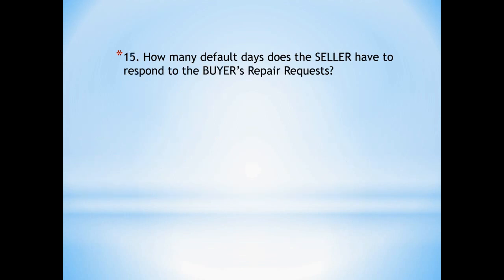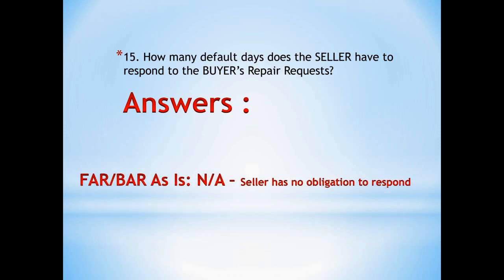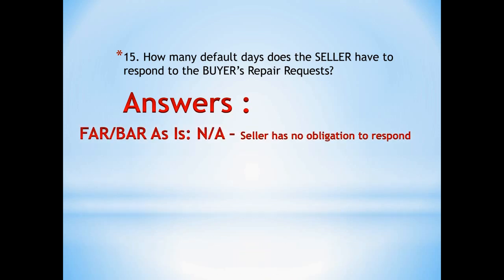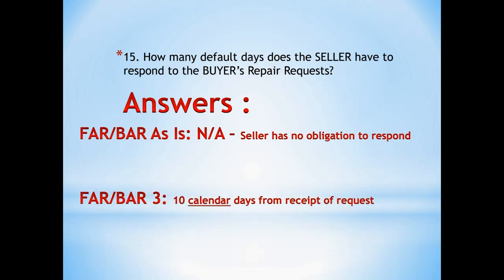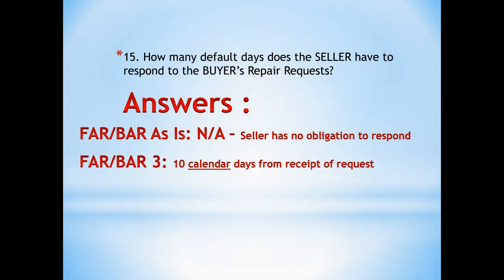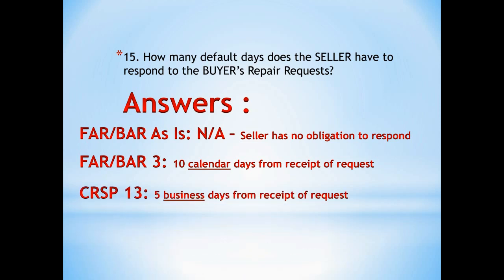Number 15, how many default days does the seller have to respond to the buyer's repair request? So the first one, for the FAR/BAR As Is, should be easy for you. NA, the seller has no obligation to respond. Under the FAR/BAR 4, they have 10 calendar days from the receipt of the request. Okay, these are your default days again, unless you negotiate something different. The CRISP 14 is 5 business days from receipt of the request.